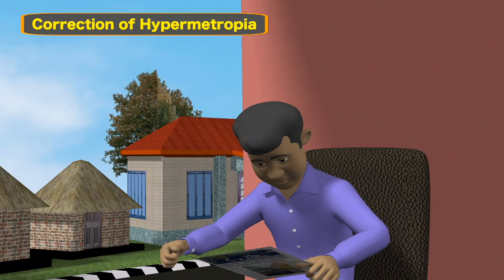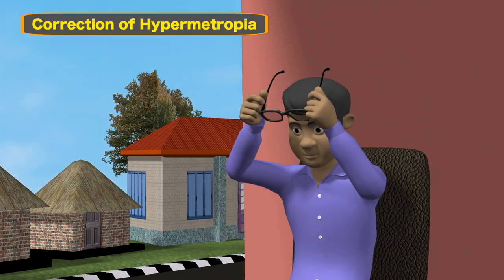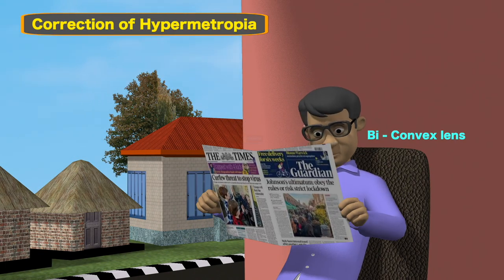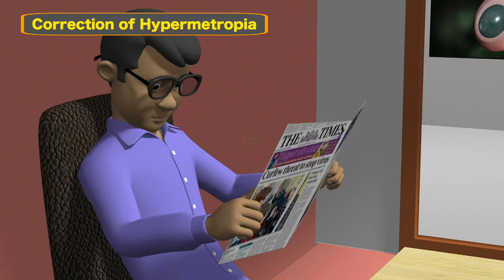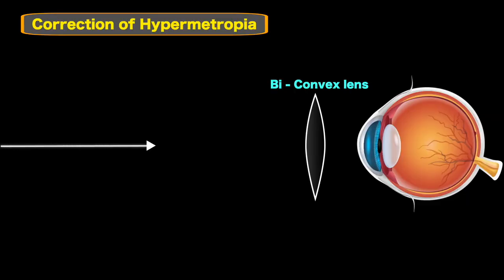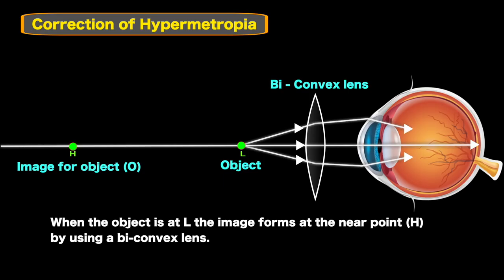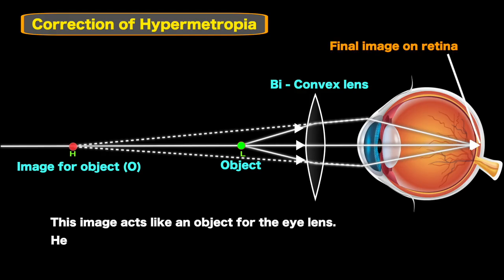Correction of hypermetropia. To correct the vision defect of hypermetropia, a biconvex lens must be used. If the person uses biconvex lens spectacles, he can read the newspaper clearly. By using a biconvex lens, if the object is at L, the image forms at the near point H. This image acts as an object for the eye lens and the final image forms on the retina.